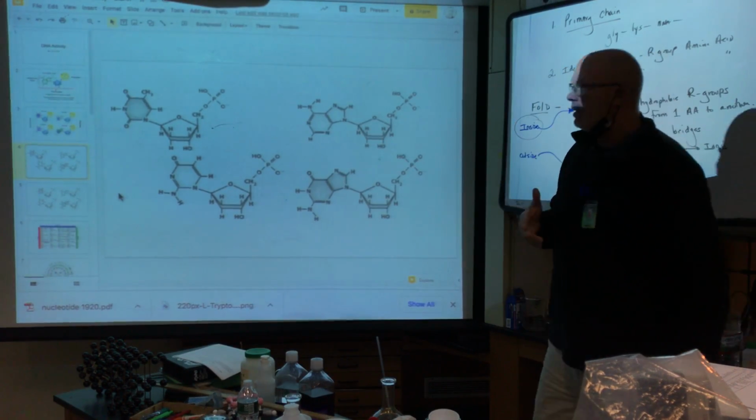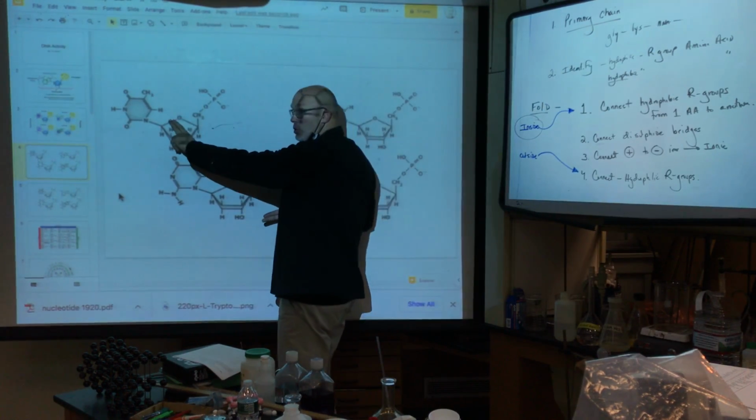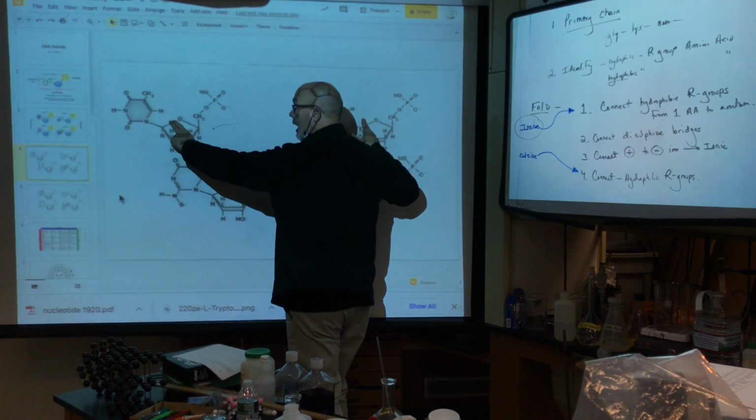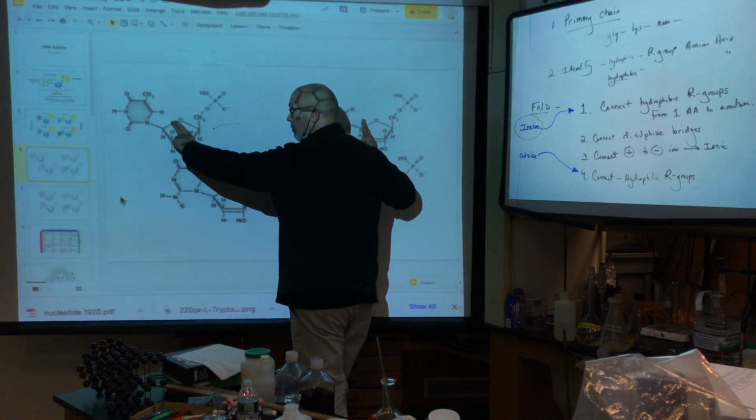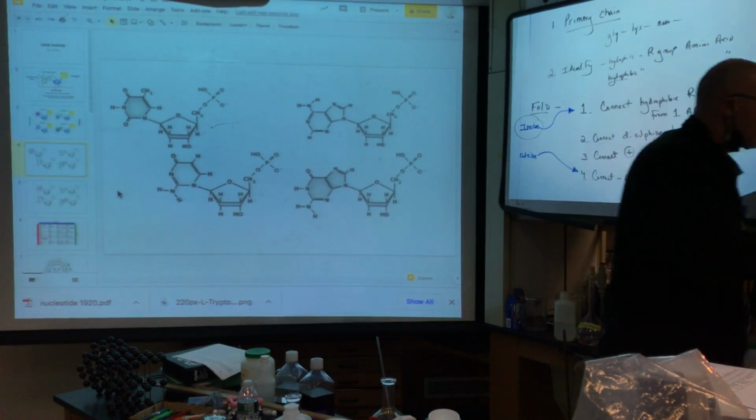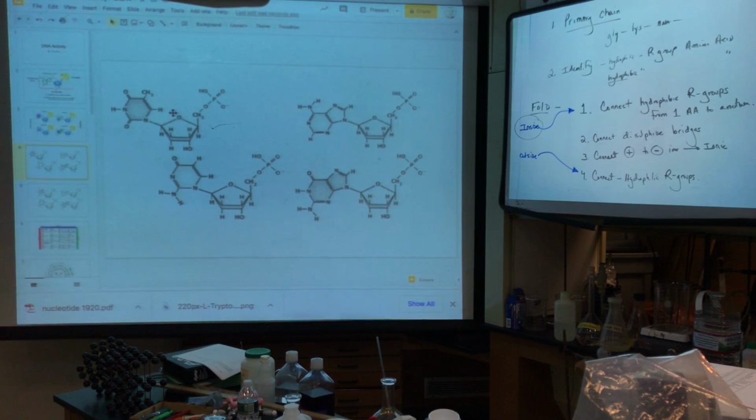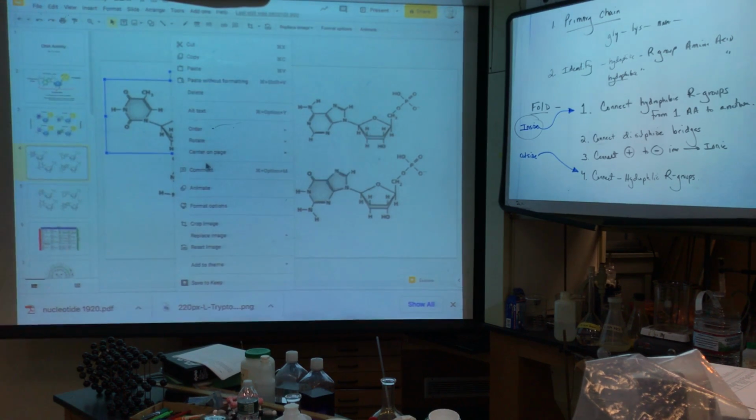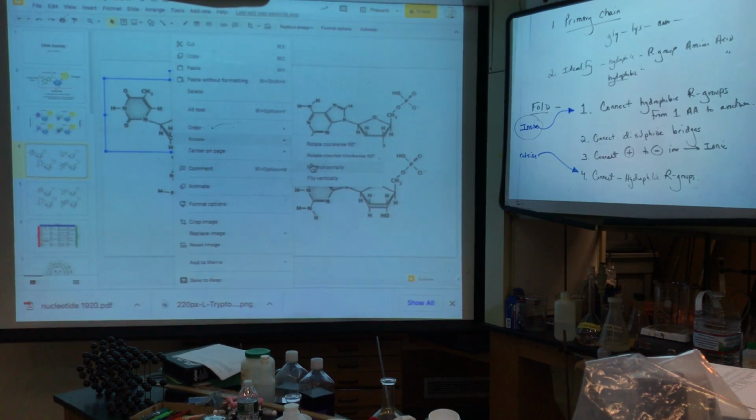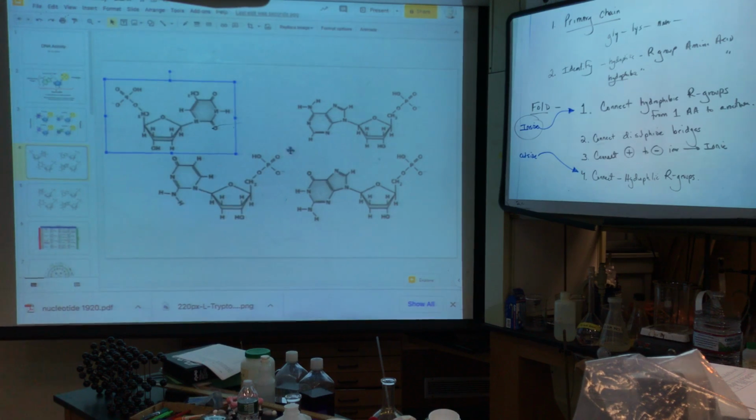And by the way, this is thymine. This is adenine. These are complementary. This is the proper pair. So I want to flip that horizontally. So I'm going to click on it, I'm going to right click, and I'm going to rotate, flip horizontally. And there we go. And I'm going to bring this over.